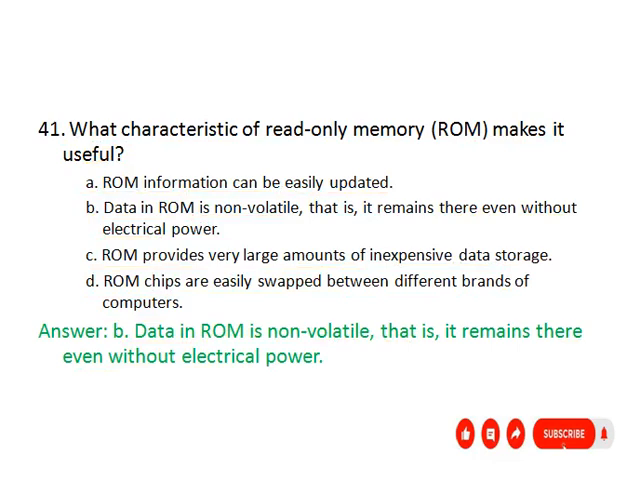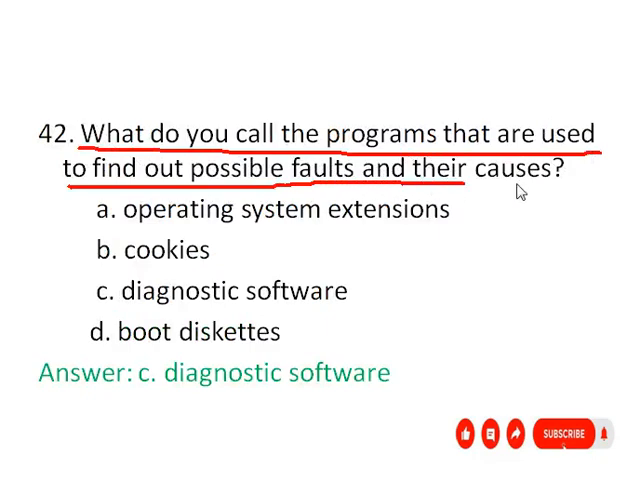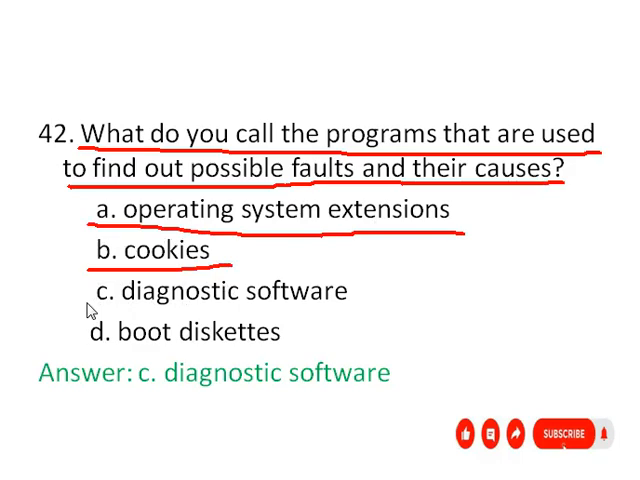Our next question is, what do you call the programs that are used to find out possible faults and their causes? Given options are option A, operating system extensions, option B, cookies, option C, diagnostic software, option D, boot diskettes. So here correct answer is option C, diagnostic software.